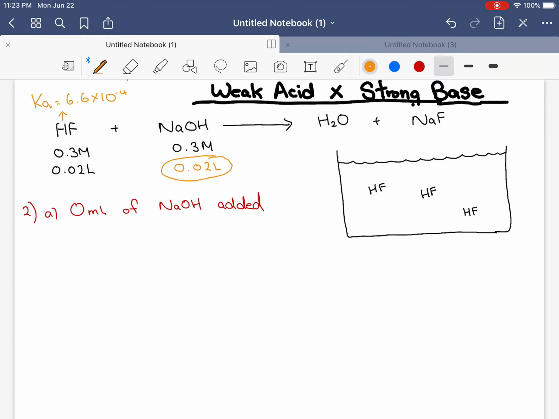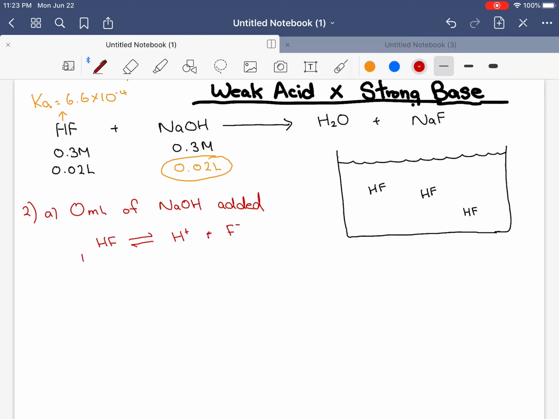Now, let's see if you remember. So you have HF. HF, because it's a weak acid, is going to have the double arrow, and that will dissociate to give you H plus and F minus.